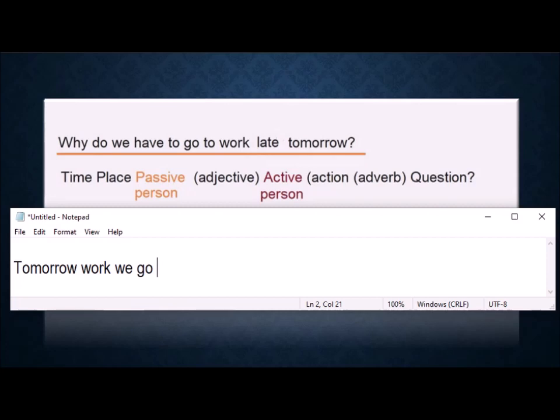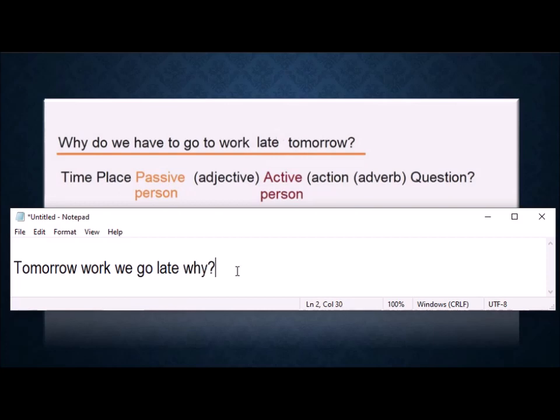Then we have an adverb that describes the action to go. Let's see. It seems that we are going late. So go is described as late. So we have to go late. Late is our adverb. Question. What is the question asked? How, where, what? You're right. This is why. So we have to go to work late. Why? Let's make sure. Perfect.